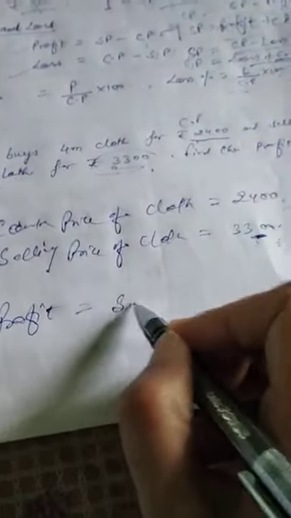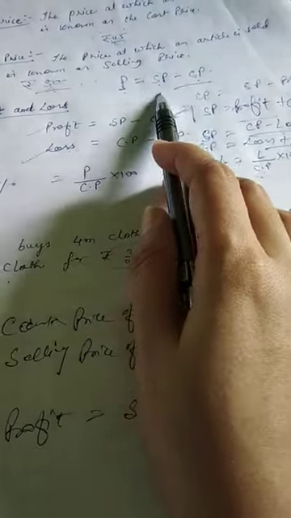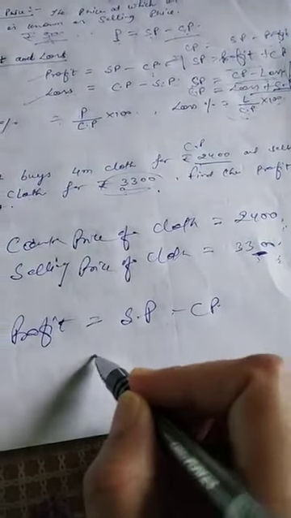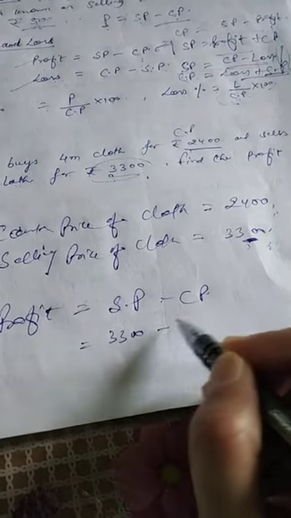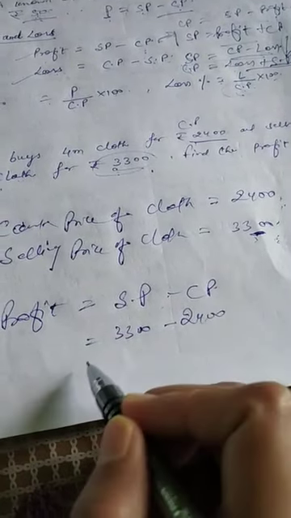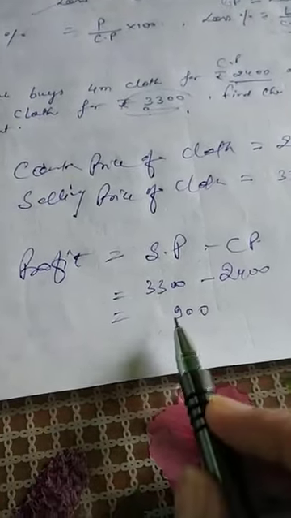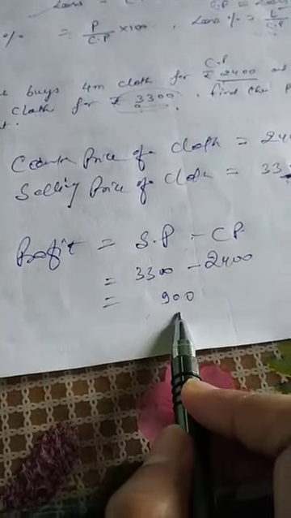So profit is equal to, we know the formula, selling price minus cost price. So 3300 minus 2400. Just subtract it. We will get 900. Profit we have got is 900.